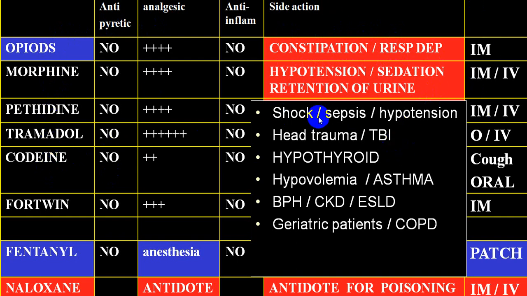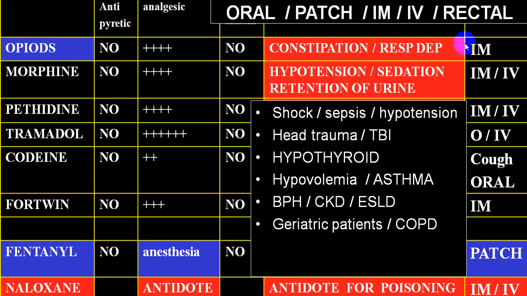They are absolutely contraindicated in the presence of shock, septic shock, sepsis, hypotension, head trauma, traumatic brain injury, in a hypothyroid person, in a person with hypovolemia, maybe hypovolemia with hypotension, bronchial asthma, BPH because it can produce acute retention, in CKD, end-stage liver disease, in an old age person, in a newborn, in COPD, etc. In all these conditions, by and large, it should not be utilized. It is contraindicated.